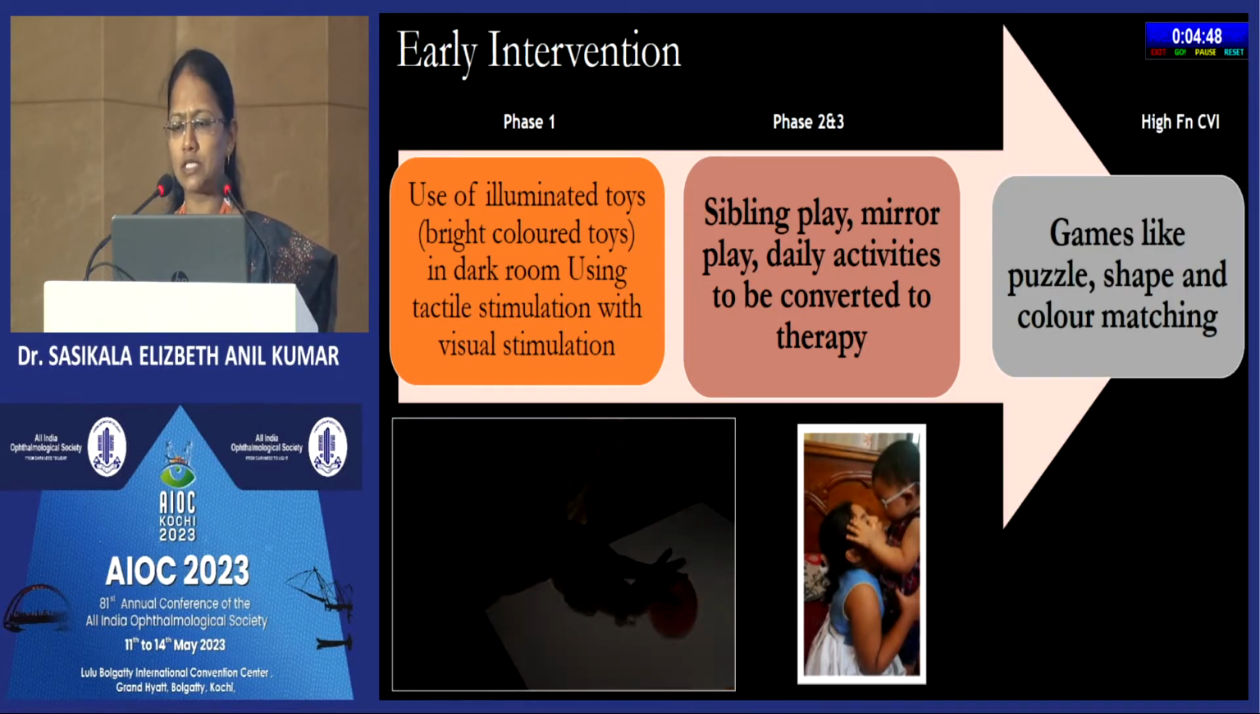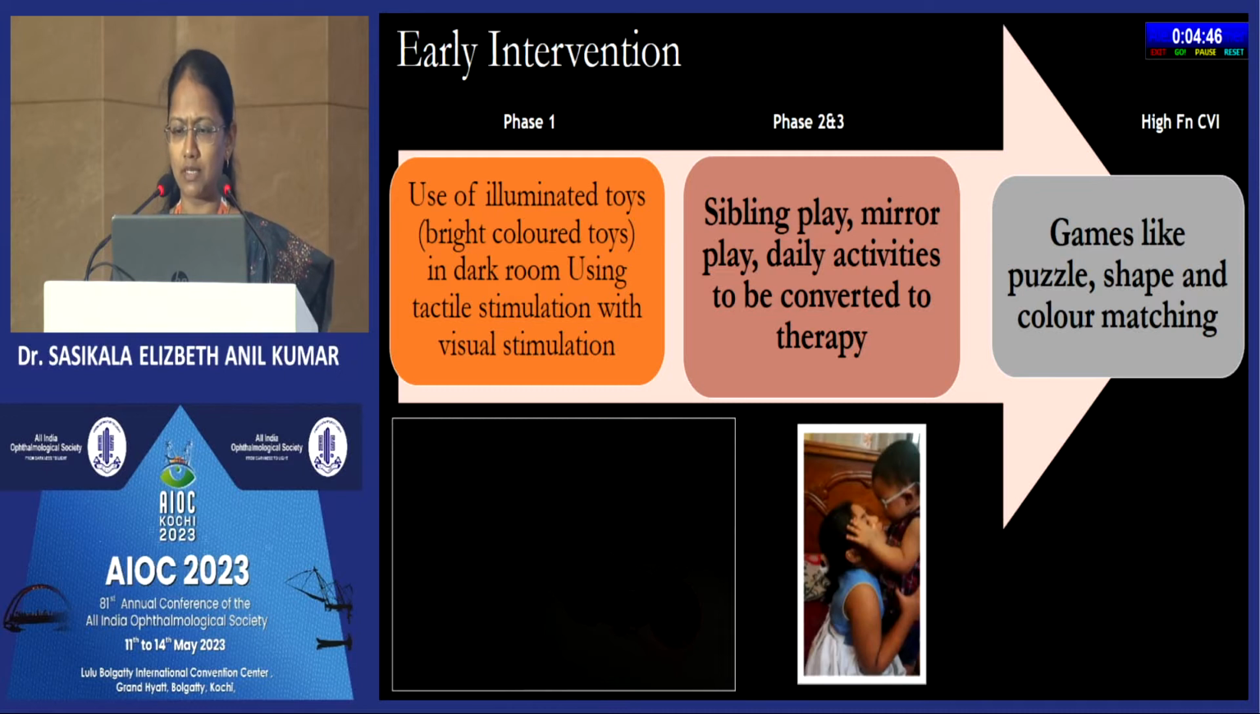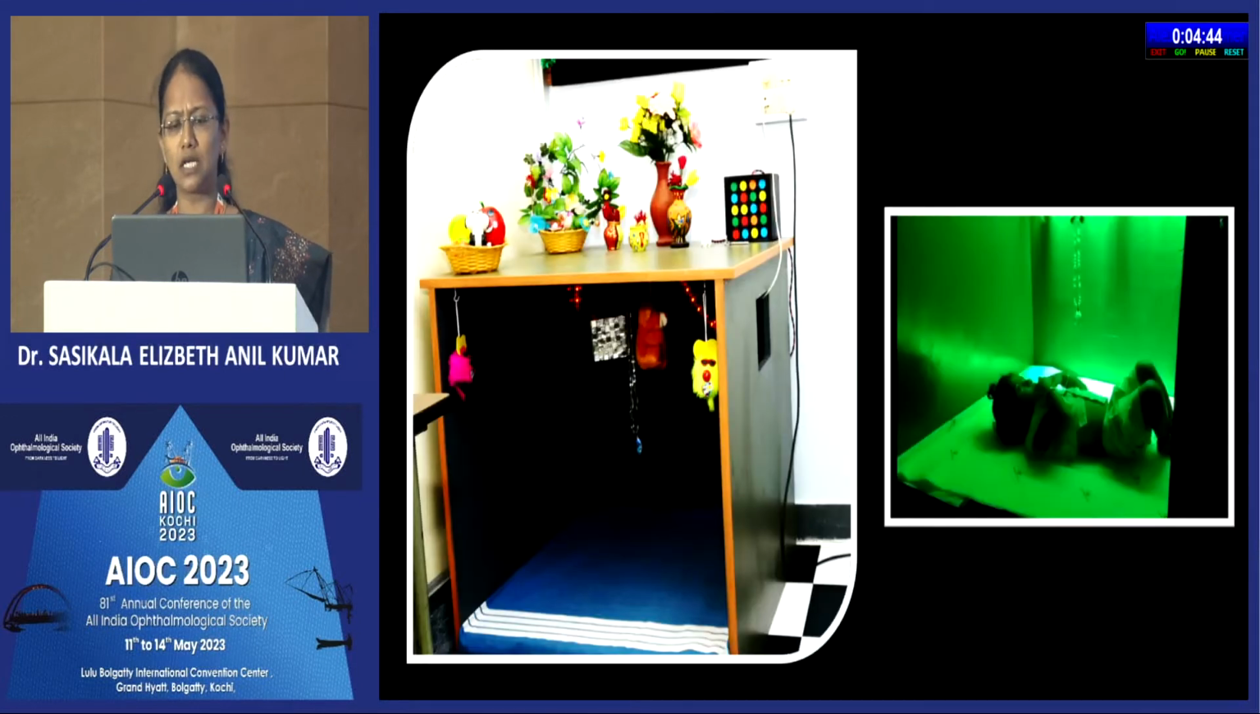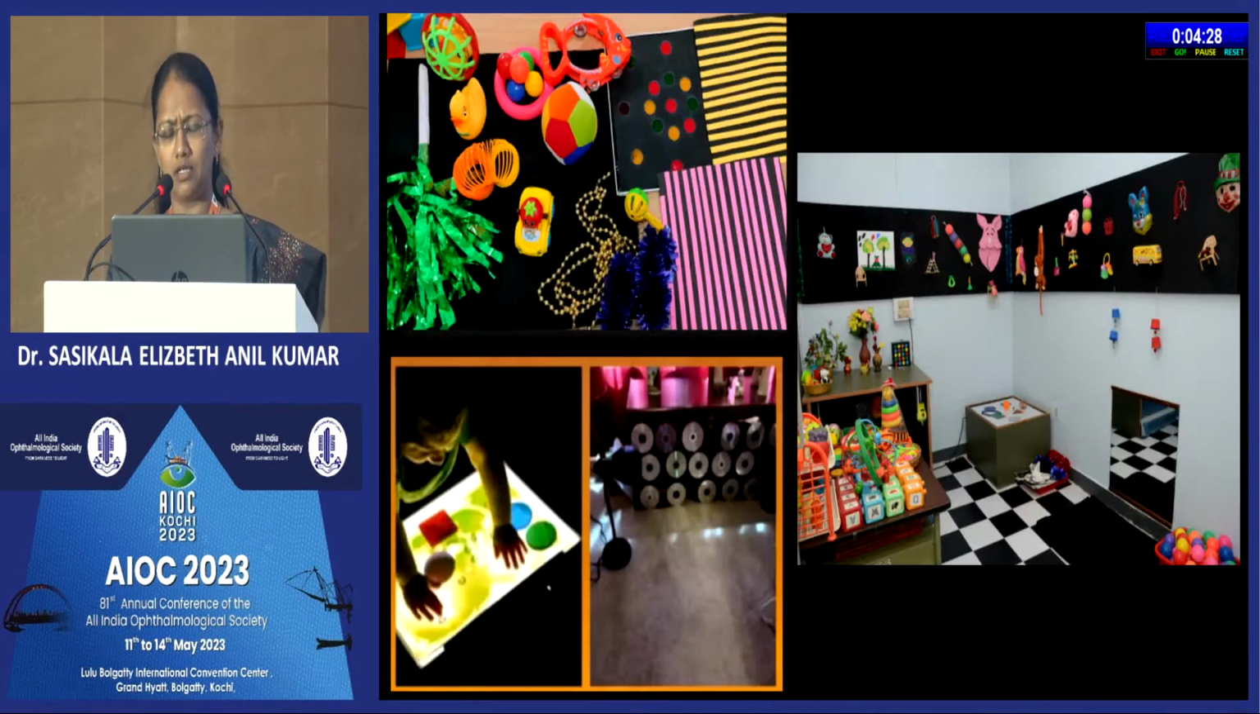For high functioning children, we can use different puzzles, games, shapes and color matching. This is a sensory tent. Parents can do it at home. They can have a table, put a sheet over the table and convert it into a sensory tent. It basically creates a clutter-free environment, makes them more comfortable with the caregiver, and helps them to comply better.